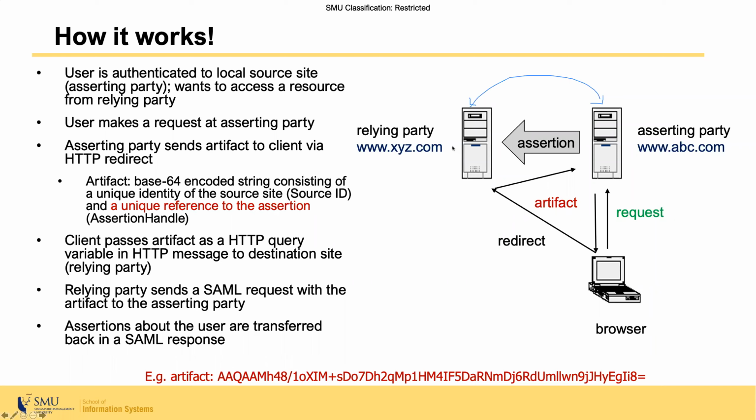And then once this relying party sends the artifact, the asserting party will simply send back the assertion about the user back to the relying party. And that's how the relying party knows who the user is without the user having to log into this particular relying party website. So that's how it works.